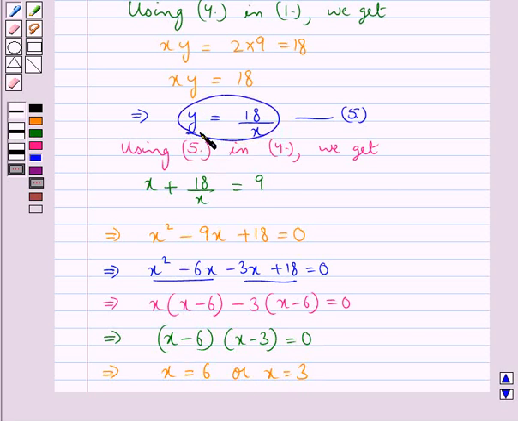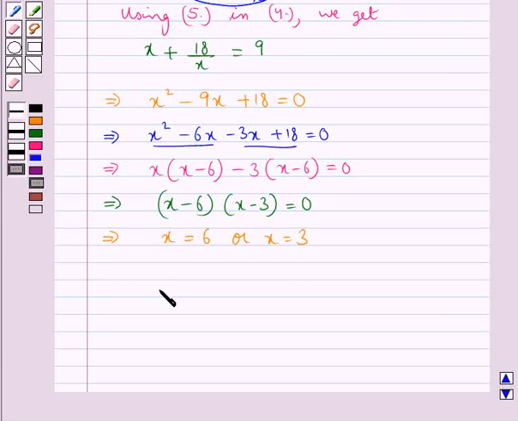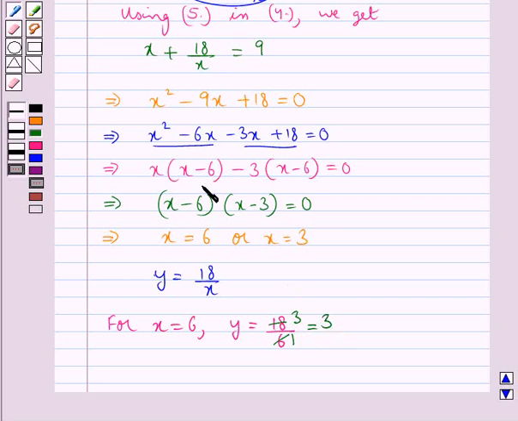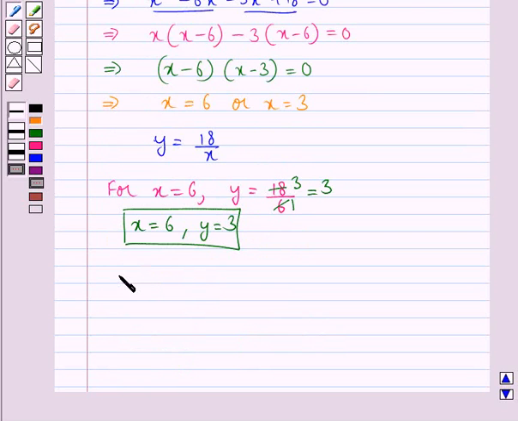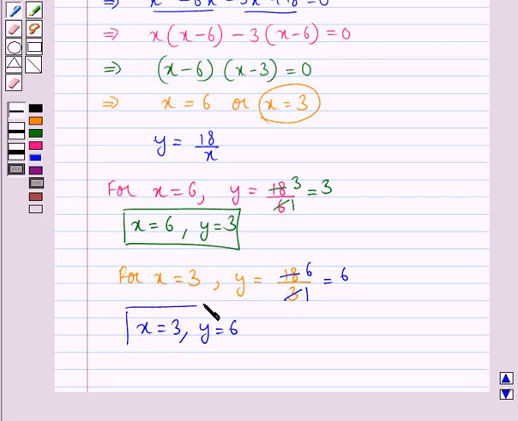From result 5, we have y is equal to 18 upon x. So for x equal to 6, we get y equal to 18 upon 6, and 6, 3 times is 18. So therefore, we have x equal to 6 and y equal to 3 as one set of values for x and y. Next, for x equal to 3, we have y is equal to 18 upon 3, and 3, 6 times is 18. Therefore, x equal to 3, y equal to 6 is another set of values for x and y.